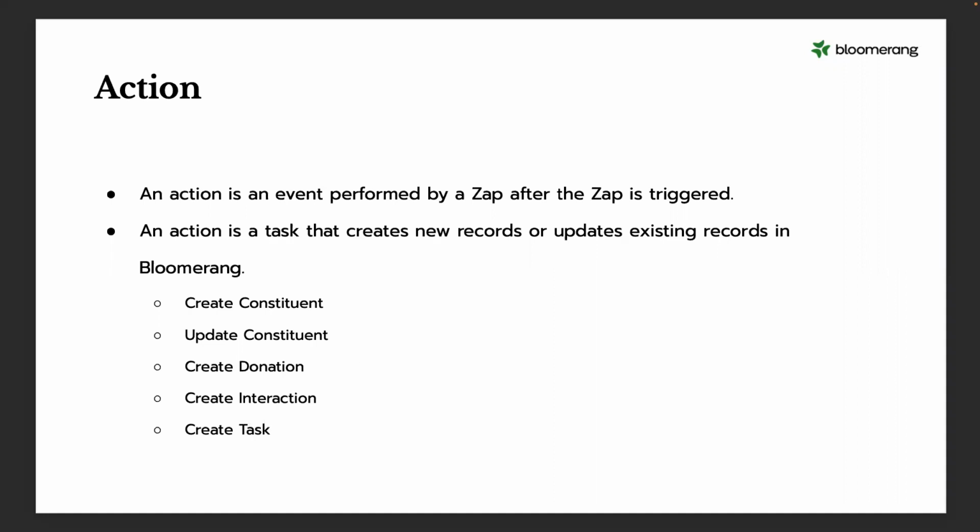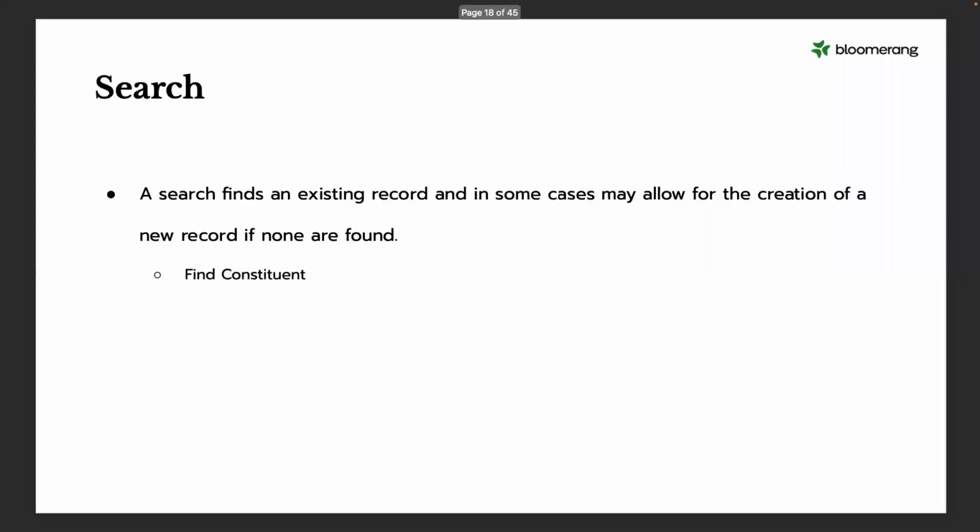Now, the Bloomerang Zapier app also includes a search. So the search is essential to every zap that creates donations, interactions, tasks, or updates constituents. Because the search in Zapier finds an existing record, and in some cases may optionally allow for the creation of a new record if none are found. And the primary search in the Bloomerang Zapier app is find constituent.